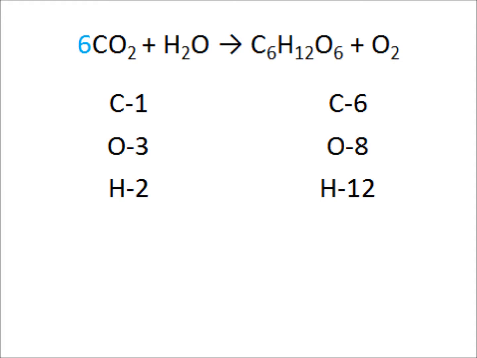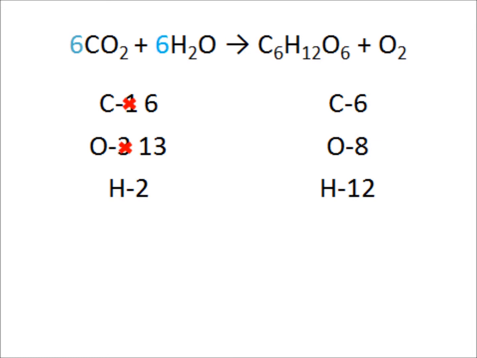Since there's less carbon on the reactant side, we're going to put a 6 in front of the carbon on the reactants to equal the amount of carbon on the product side. By doing that, we create 6 carbon, but we also change the amount of oxygen, which now changes to 13. Now that oxygen and hydrogen are the only ones left, we're going to balance hydrogen first. We're going to put a 6 in front of the hydrogen on the reactant side. With the 6 there, we now have 12 hydrogen, but we also have 18 oxygen now on the reactant side.